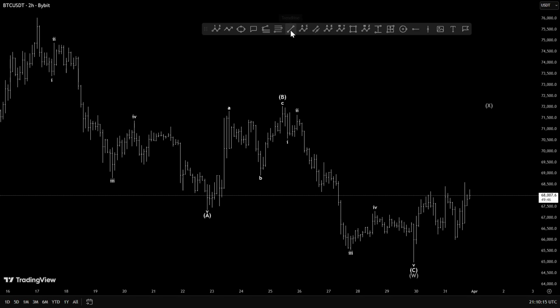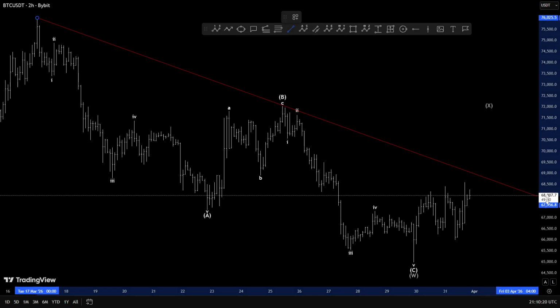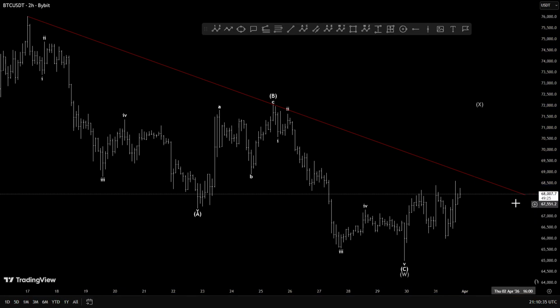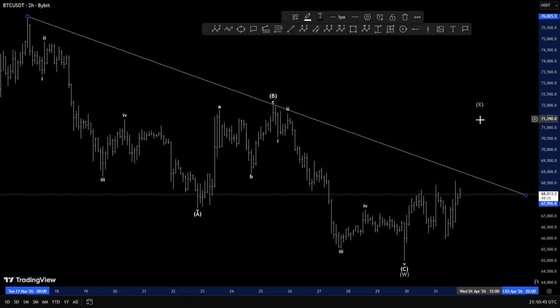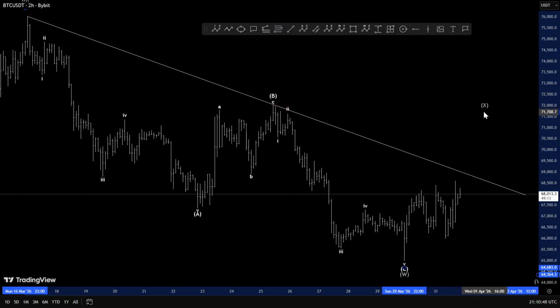And let's see what we have on the trend line. Okay, this is our trend line. Our expectation is to break out of this trend line and go all the way to wave X.